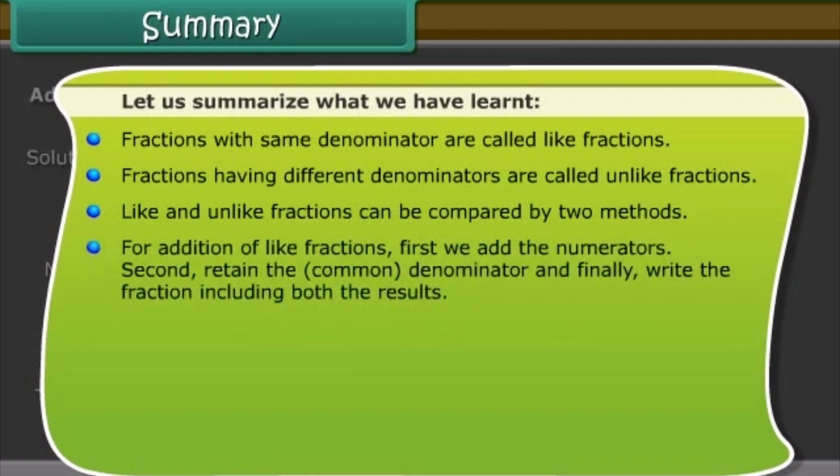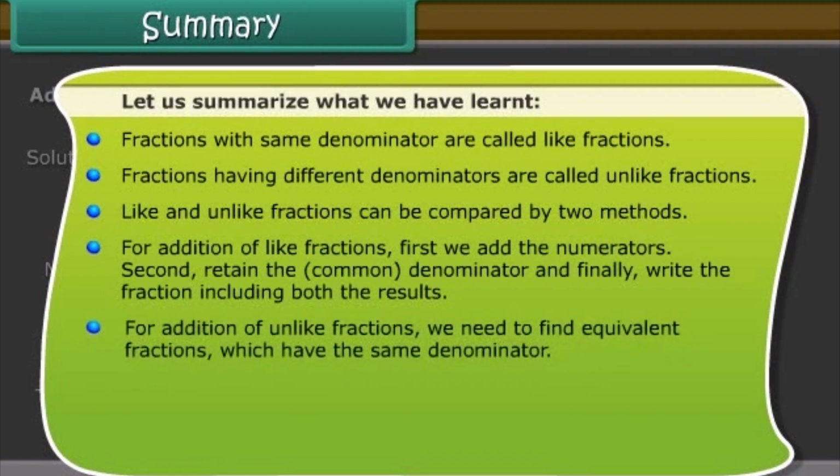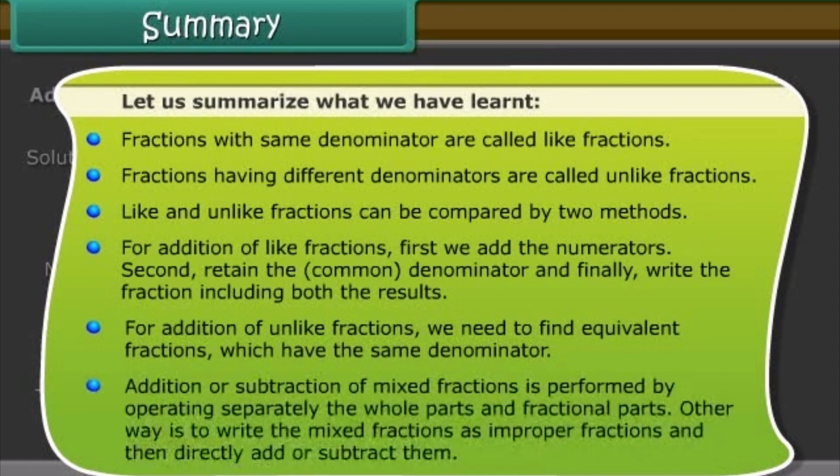For addition of like fractions, first we add the numerators, secondly, we retain the common denominator, and finally, write the fraction including both the results. For addition of unlike fractions, we need to find equivalent fractions which have the same denominator. Addition or subtraction of mixed fractions is performed by operating separately the whole parts and fractional parts. Other way is to write the mixed fractions as improper fractions and then directly add or subtract them.